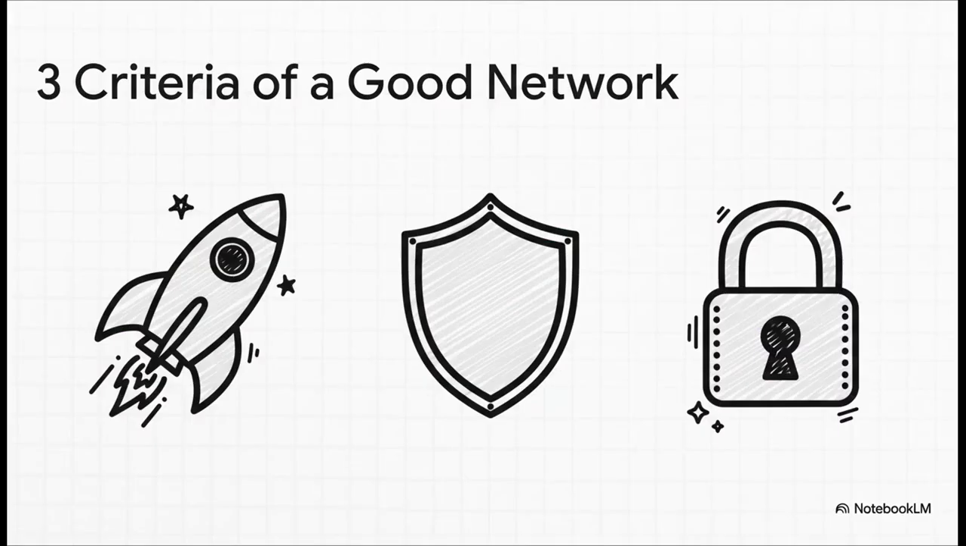So what makes a network a good network? Well, it's usually judged on three key things. First, performance. Is it fast and responsive? Second, reliability. How often does it fail? And more importantly, how quickly does it recover when it does? And of course, security. Is your data actually safe from prying eyes?